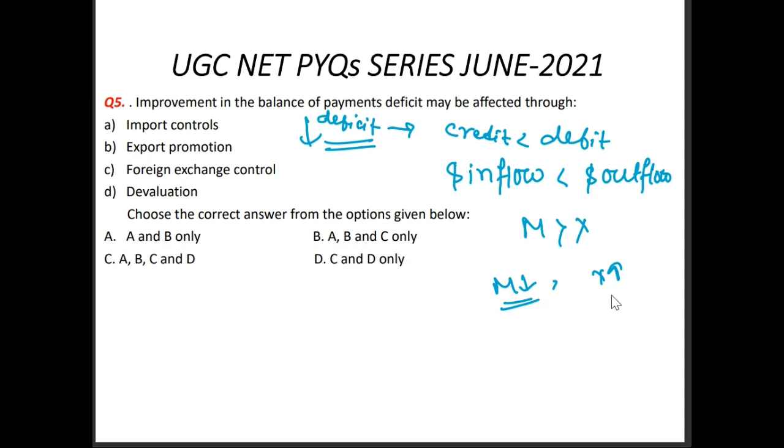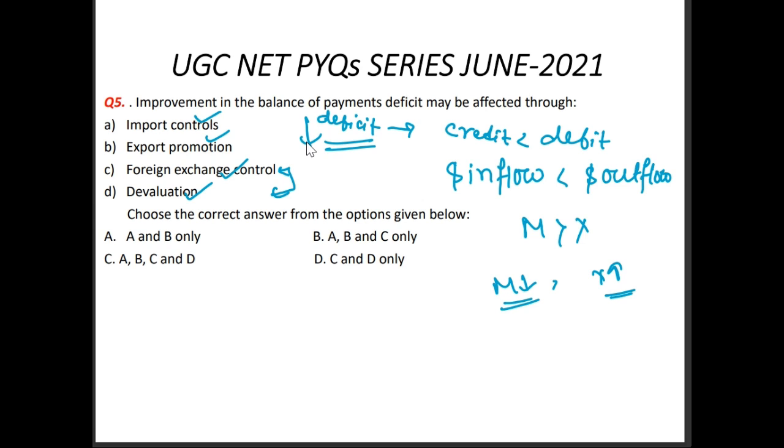So import control and export promotion, we need to provide subsidy to the domestic exporter, or we need to prevent import through maybe increasing tariff rate or voluntary export restraint or by import quota. Okay, so import control and export promotion, and foreign exchange control and devaluation, these two are also the policy for improvement in the balance of payment deficit.